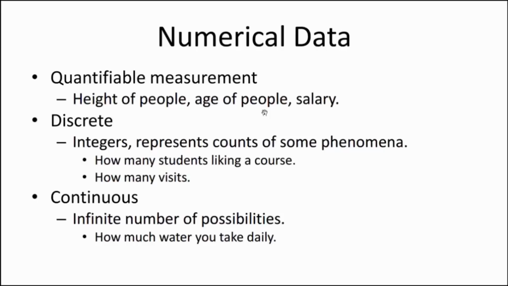Similarly, the other category is the continuous category. Here, the possible values are infinite. There is a large number of possibilities, such as how much water you drink on a daily basis. So it will again be in some fractions, or alternatively, you may say how much rainfall on Monday, right? So this will involve a lot of fractions.